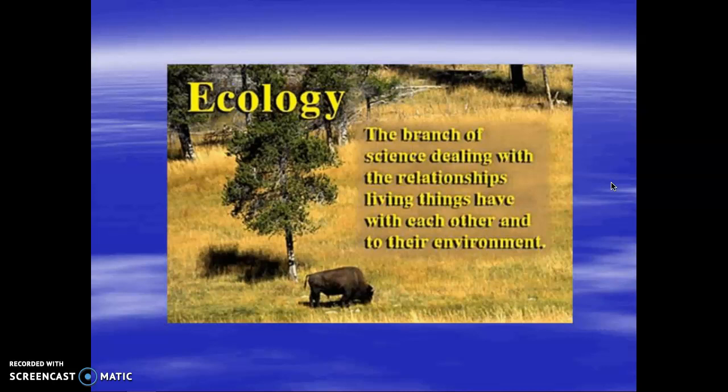So if you could look at the buffalo for a minute, how does the buffalo have a relationship with the grass that he's in? Well, obviously he eats it, right? How about the tree? You probably wouldn't think of a buffalo having a relationship with a tree, but they do. He could crawl under it for shade. He could scratch up against it if he's got bugs bothering him, all kinds of things.